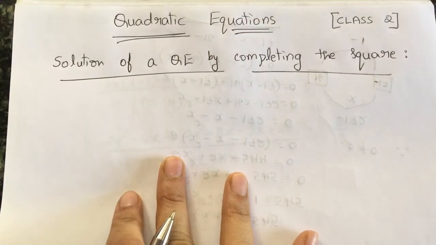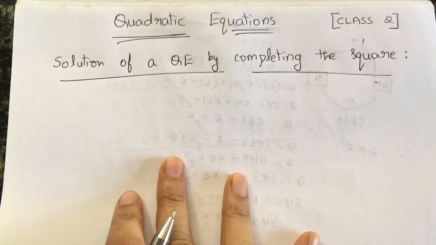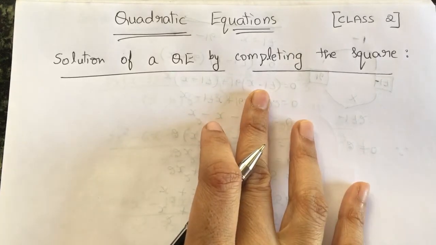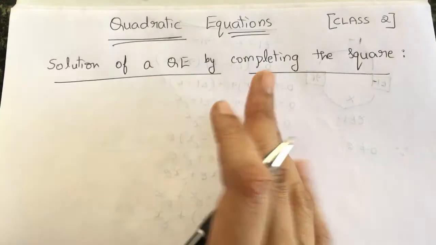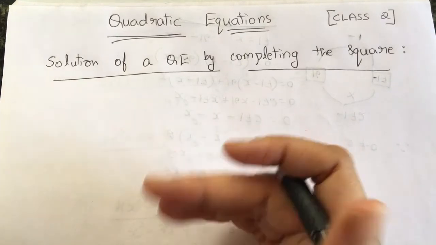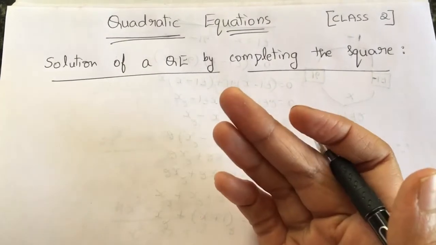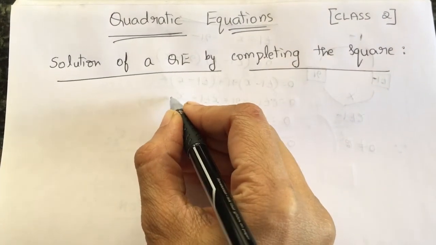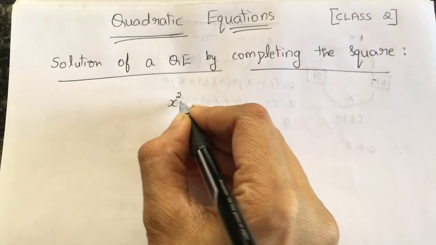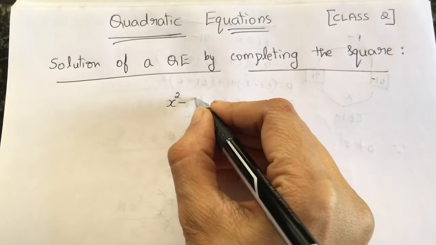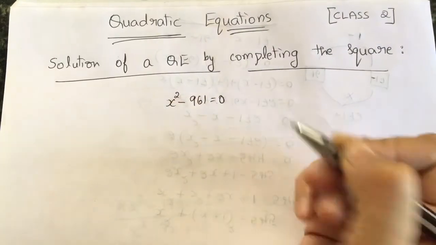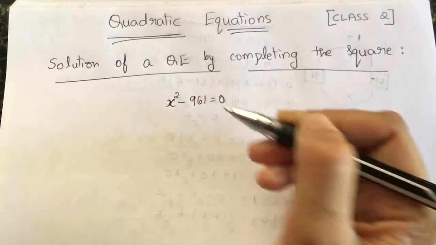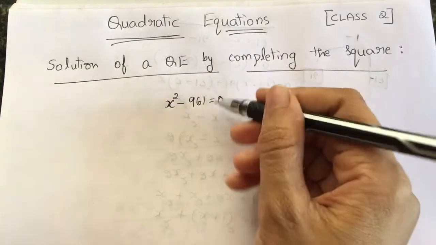Today's class, let us learn one more method to solve a quadratic equation, that is completing the square. Sometimes you will be given a quadratic equation where solving it by the factorization method is not so easy. Suppose you are given the equation x square minus something like this. This is the easiest one I'm taking. In this you need to solve this.